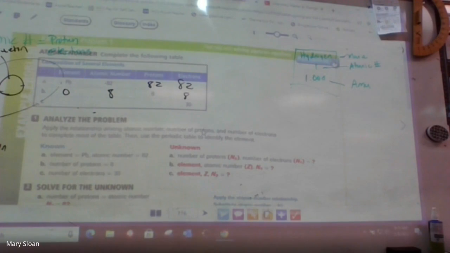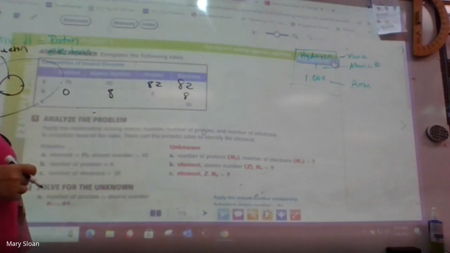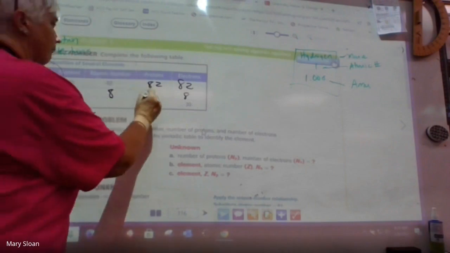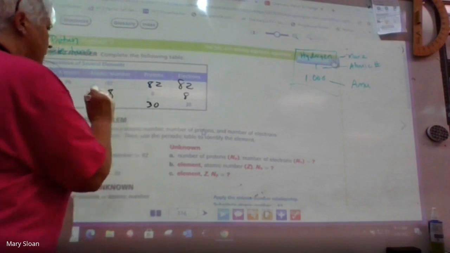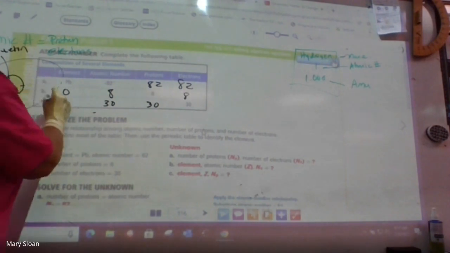So then the next one tells me it's 30. If there's 30 electrons, how many protons and what atomic number is it? 30 and 30. I look on my periodic table. Yep, it is zinc, and the symbol is Zn.